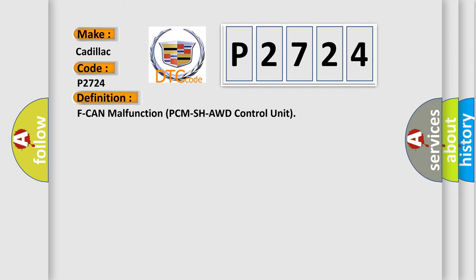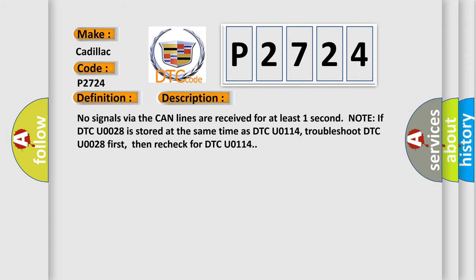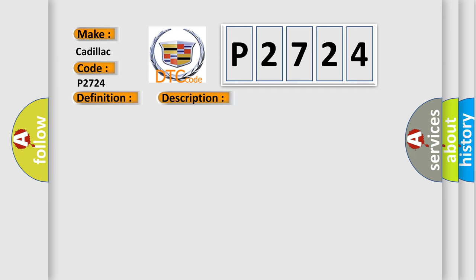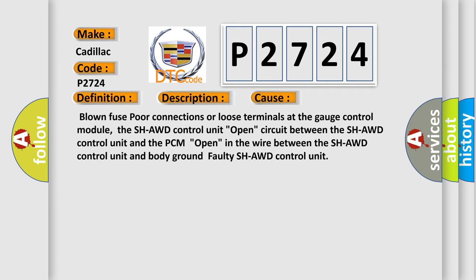The basic definition is EFCON malfunction PCM-SHAWD control unit. And now this is a short description of this DTC code. No signals via the CAN lines are received for at least 1 second. Note: if DTC U0028 is stored at the same time as DTC U0114, troubleshoot DTC U0028 first, then recheck for DTC U0114. This diagnostic error occurs most often in these cases: blown fuse, poor connections or loose terminals at the gauge control module, the SHAWD control unit open, circuit between the SHAWD control unit and the PCM open, open in the wire between the SHAWD control unit and body ground, faulty SHAWD control unit.